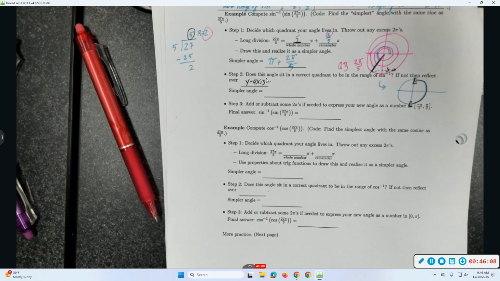Doing what to an angle results in flipping over the y-axis? Do you remember? Let's maybe see all of them. What do you do to reflect over the x-axis? Instead of rotating up, you want to rotate down. What's the difference between those two angles?